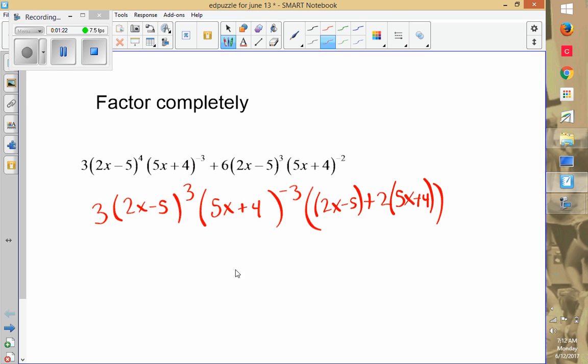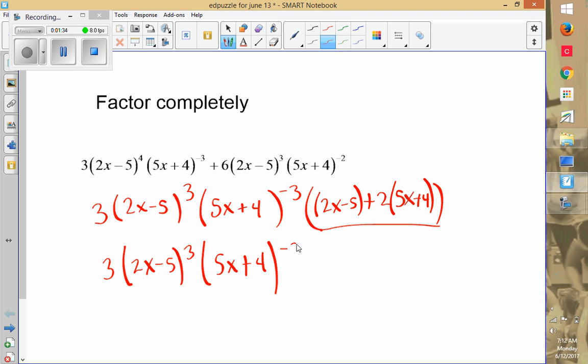We need to simplify what is inside of the parentheses. So this becomes 10x plus 8, so 12x plus 3. Are we done?